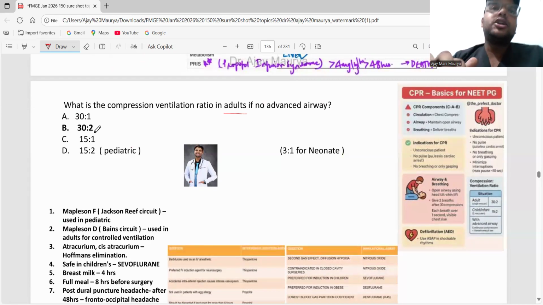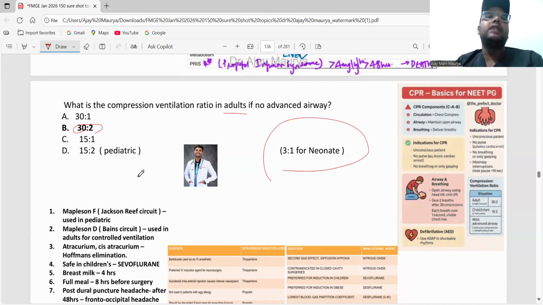Compression is 30 to 2. 30 to 2 is for adults. For the neonate it is 3 to 1, and for pediatrics it is 15 to 2. This is the question they are going to ask.